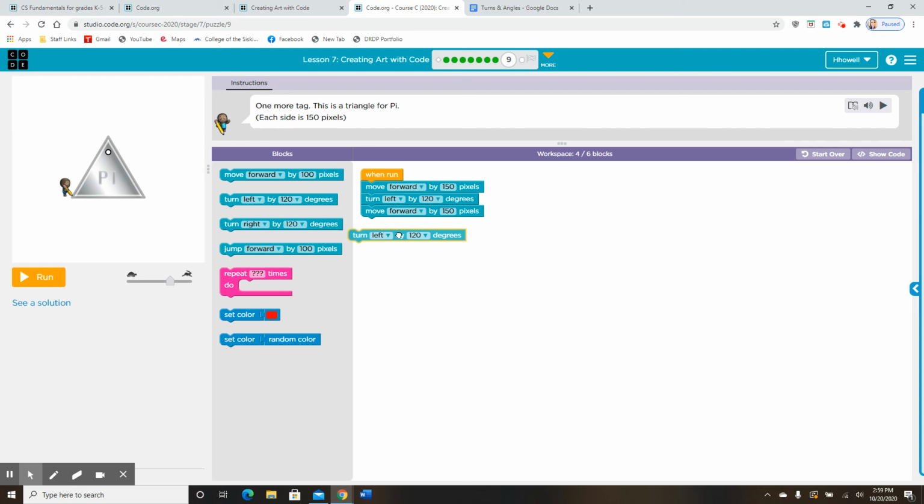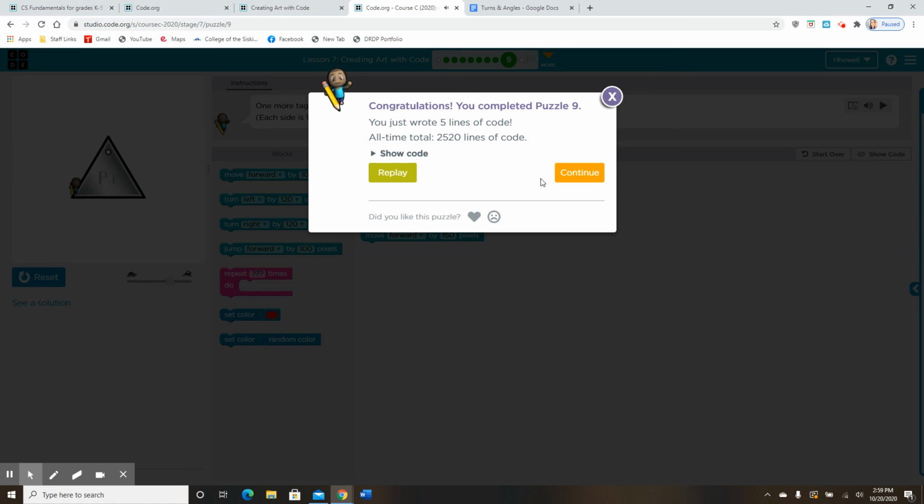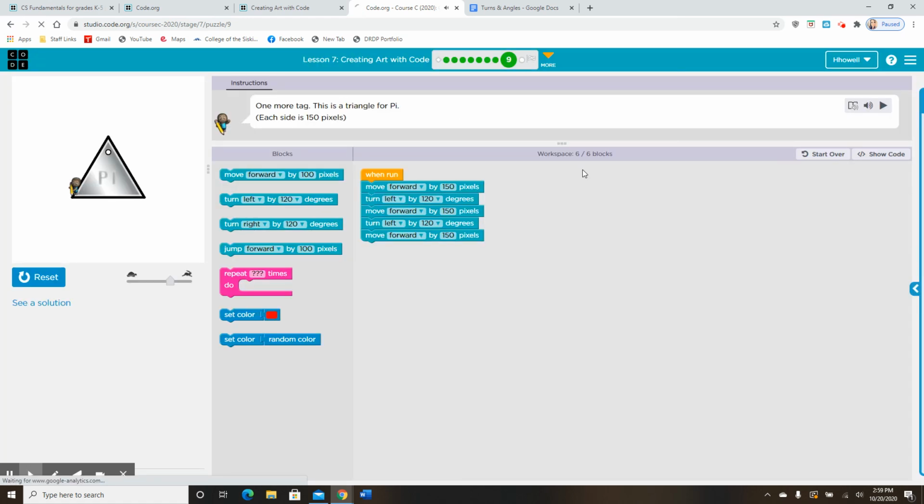And then I'm moving forward by 150 pixels again. And then I'm turning left. And then I'm moving forward again by 150 pixels. So let's run it and let's see how I did. So right now I'm using 6 out of 6 blocks. So let's hit run and let's see. Boy, he went fast. Good job, guys.